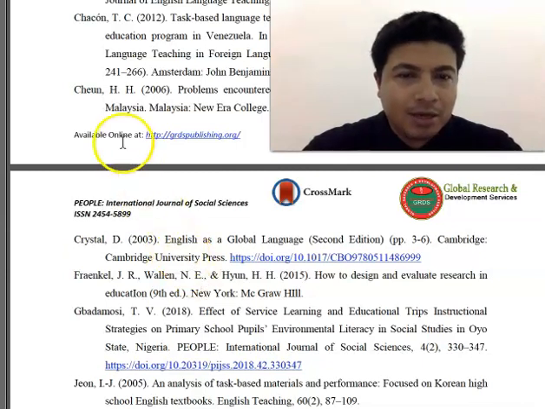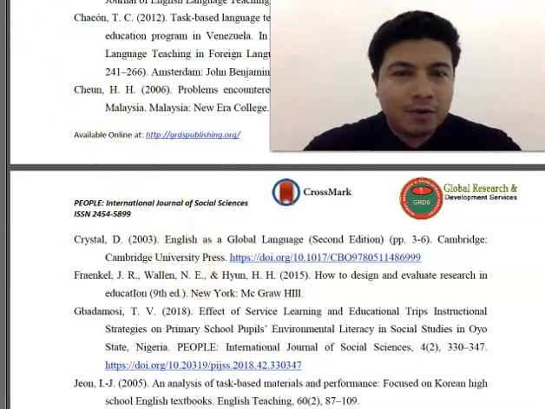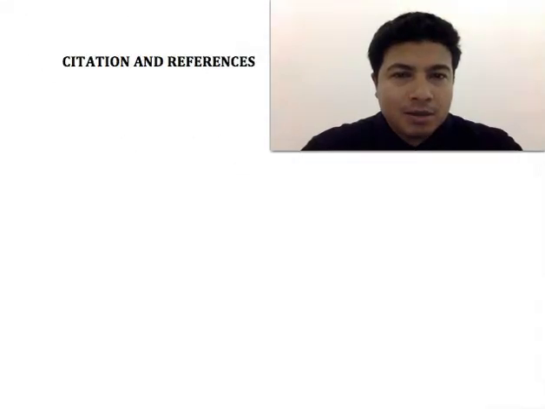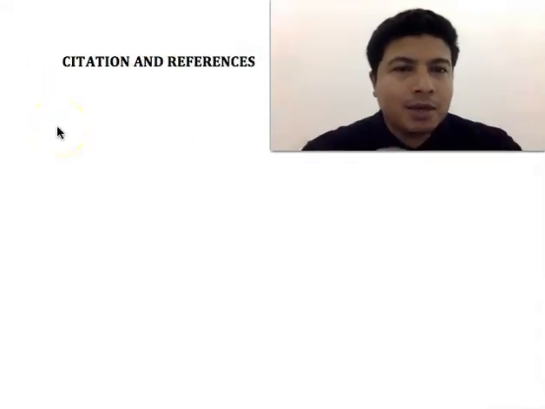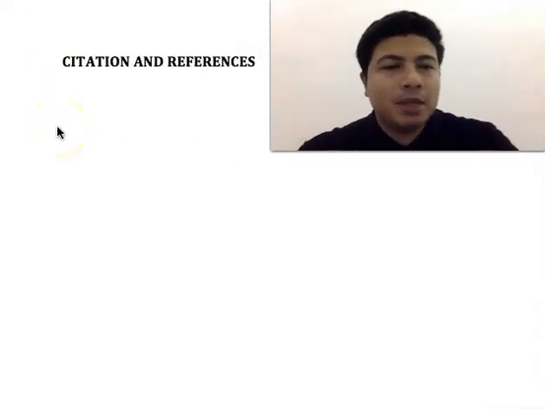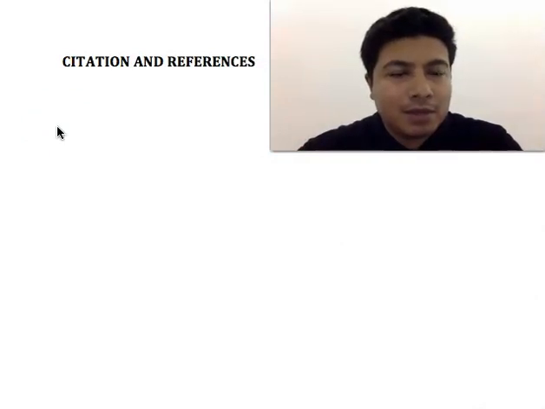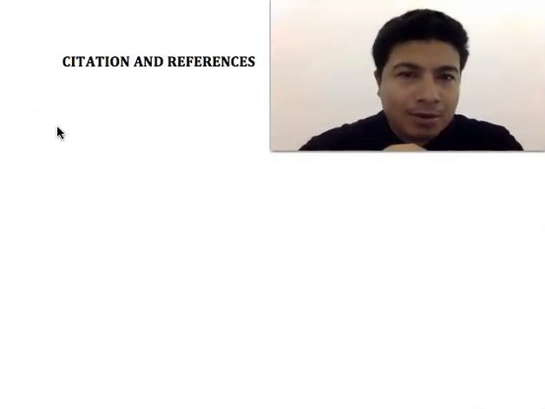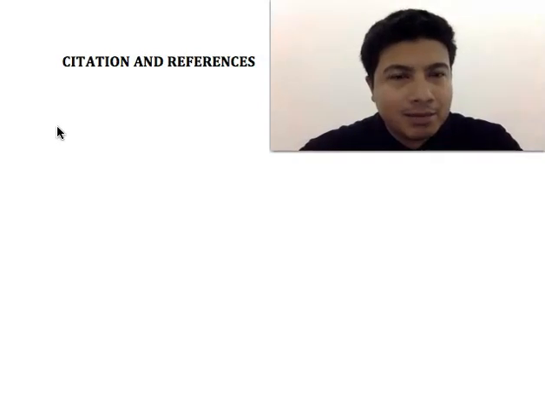So let us take a look at the format that we need to follow in order to do the list of references. Remember, the format that we follow is the APA format, 7th edition. You can always go to the internet and study more on APA 7th edition.